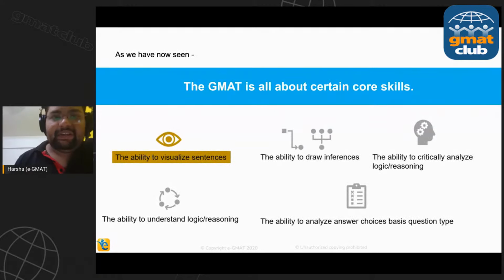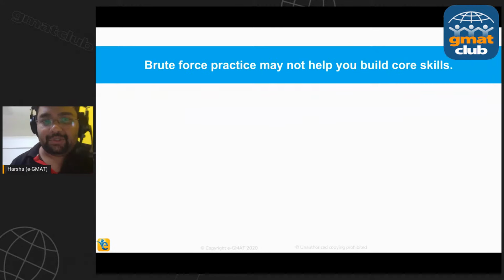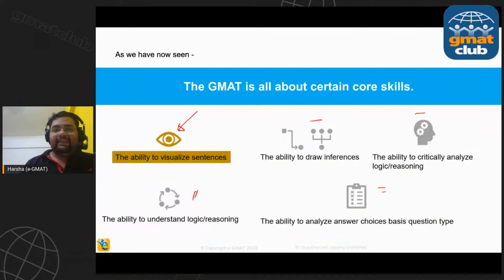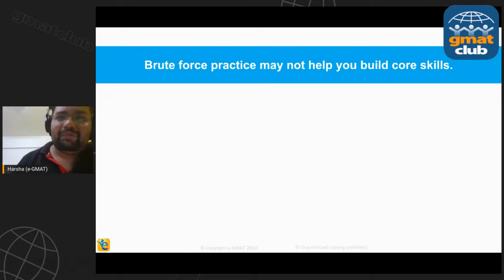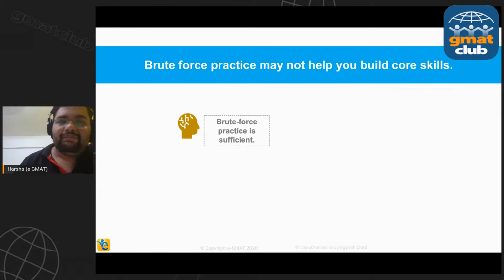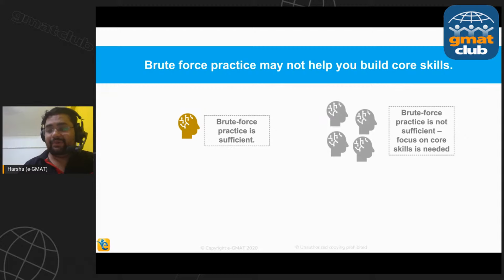Some important takeaways. Now, as you have seen, the GMAT is about certain core skills. In this session, I did introduce you to the various core skills specific to critical reasoning. The core focus of this particular session was, of course, the ability to visualize sentences. But remember, you can solve hundreds of questions, but it's not necessary that you build these core skills. For some of you, that happens, but for a lot of us, that does not happen, right? So brute force practice may not always help you build those core skills. I want you to keep that in mind. For some people, yes, but for a lot of us, actually, no. You need to focus on building those core skills, right?